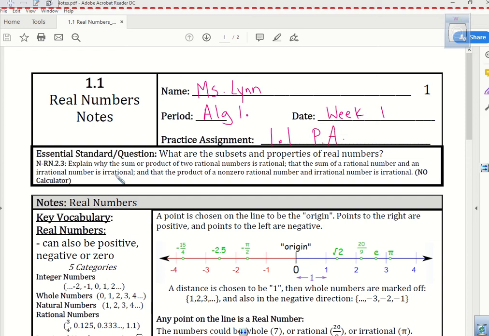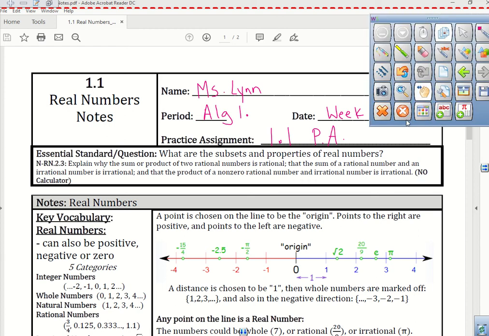Okay, below you'll find our standard. What are the subsets of properties of real numbers? Here you can see the standard. Explain why the sum or product of 2 rational numbers is rational. That the sum of a rational number and an irrational number is irrational. And that the product of a non-zero rational number and irrational number is irrational.